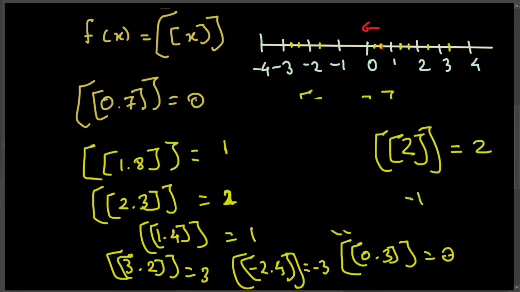And what is the greatest integer of -1? Here also this one is an integer. So for this one, the number by itself, that's -1.